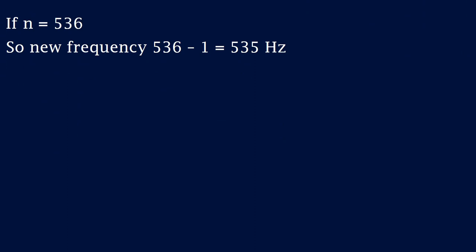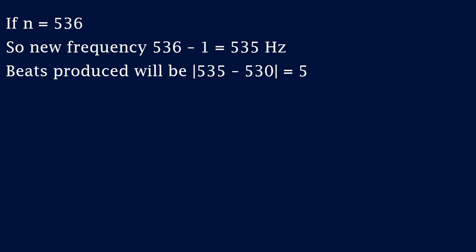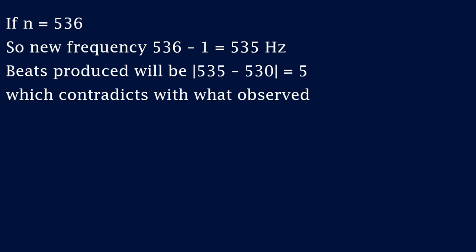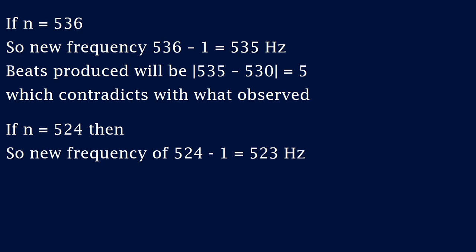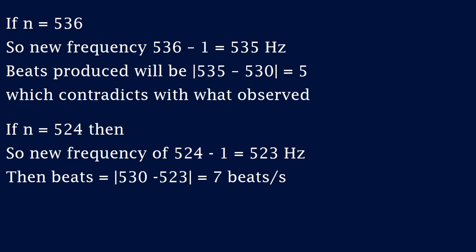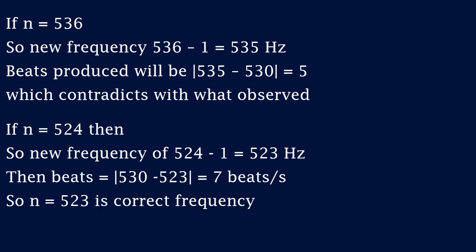If n is equal to 536, the new frequency will be 536 minus 1, which is equal to 535 Hz. Beats produced will be modulus of 530 minus 535, equals 5, which contradicts what is observed, 7 beats. If we take n is equal to 524, then the new frequency will be 524 minus 1, equal to 523 Hz. Then the beats produced will be modulus of 530 minus 523, equals 7 beats, which is in accordance with what is observed. So, 523 is the correct frequency.